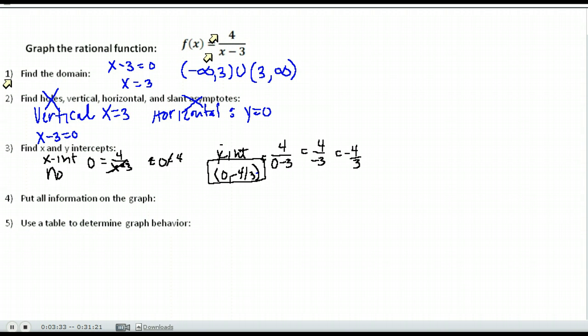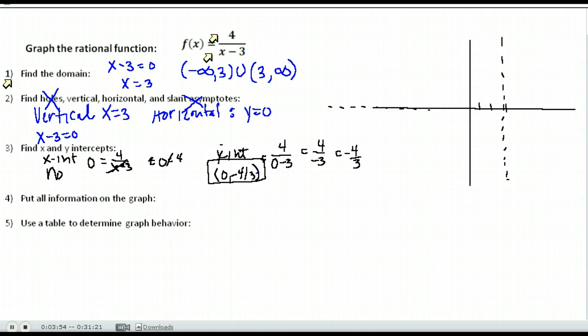Next, we're going to put all of that information on the graph so that we have a starting place. We can kind of see the bounds that our graph is set within. So we know we have a vertical asymptote at x equals 3. A horizontal asymptote at y equals 0, so it's the x-axis here. And the only other point we can put on the graph is the y-intercept, which was at (0, negative 4/3), negative 1 1/3.